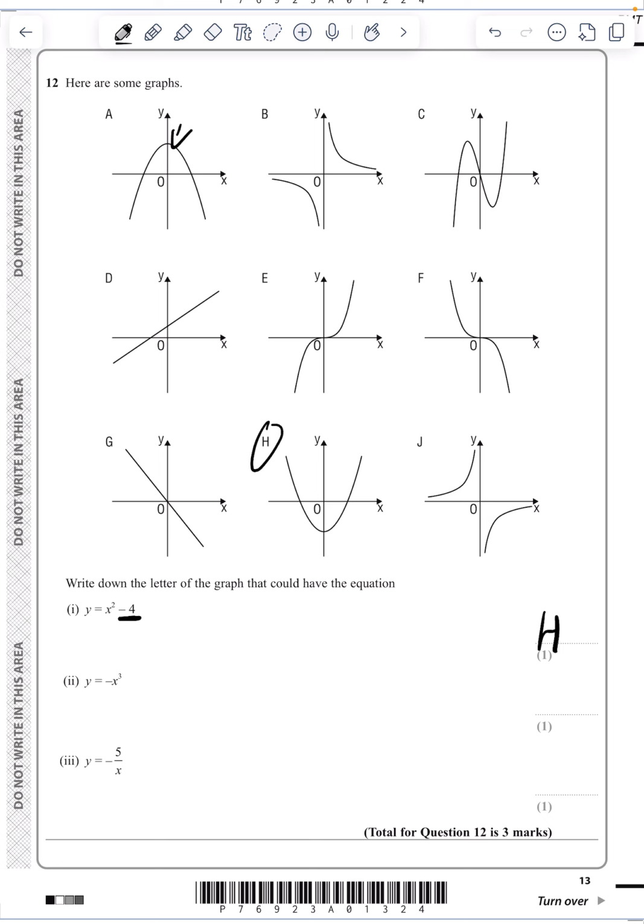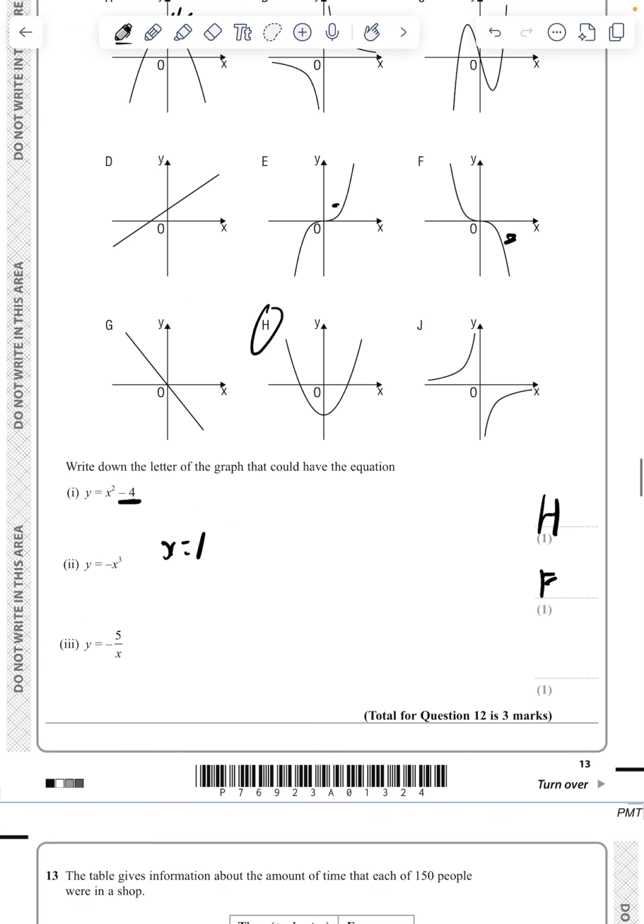Minus x cubed, so a negative cubic graph. The only cubic graphs here are going to be E and F, and F is the negative one. You can check it by just subbing in a value, so if I sub in 1, the y value has to be -1 when x is 1. And you can see for E, it's clearly positive, where F is negative.